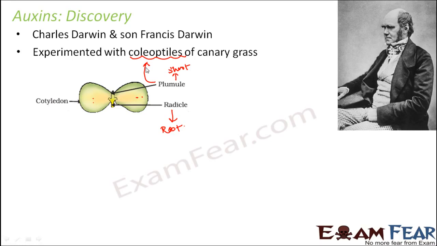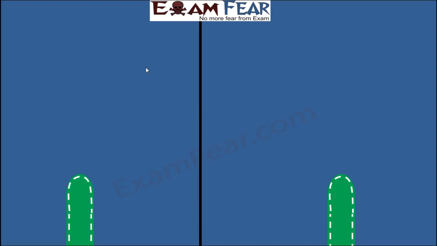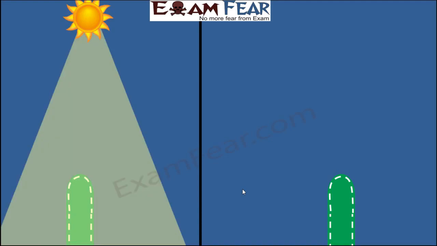Now the story is what they observed and what experiments they performed, so we will have a look at that. The first experiment which they performed was quite a simple one. They took the coleoptile of canary grass. Here this represents the coleoptile, or you can consider it as the tip of the shoot. What did they do?